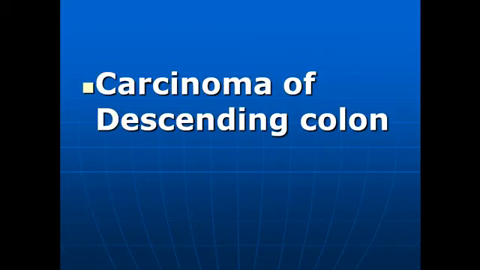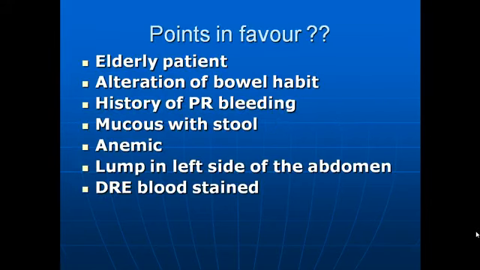The most probable diagnosis here is carcinoma of the descending colon, isn't it? If you consider the history and the physical findings, you come to the conclusion that the most probable cause of the lump, or the diagnosis of this patient, is carcinoma of the descending colon. The next thing is we always think what the other possibilities are, that is the differential diagnosis.